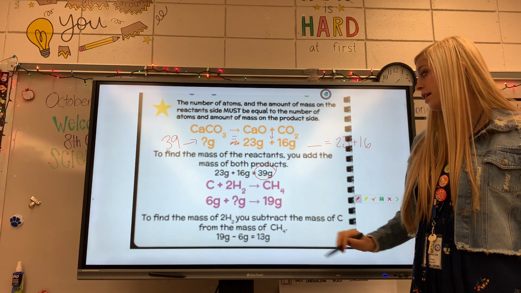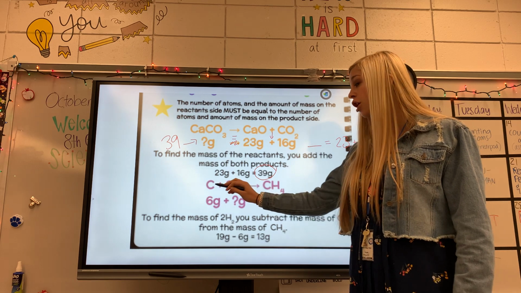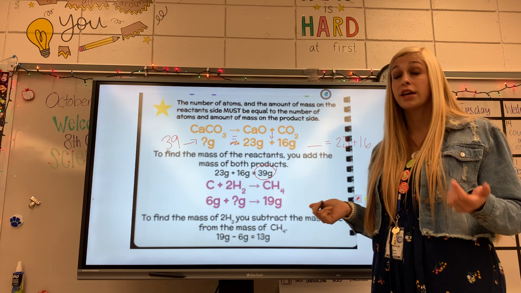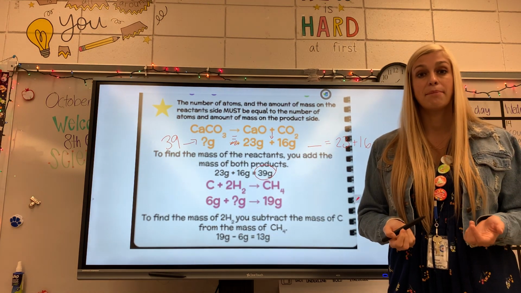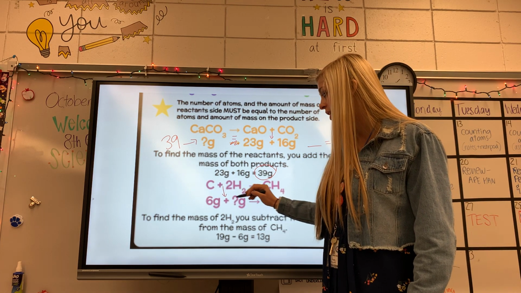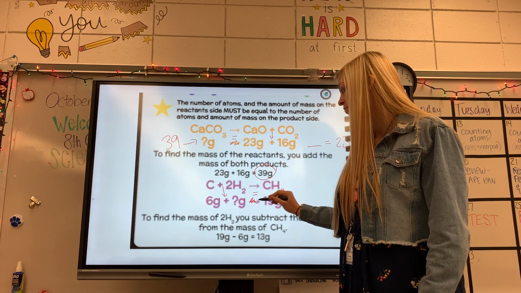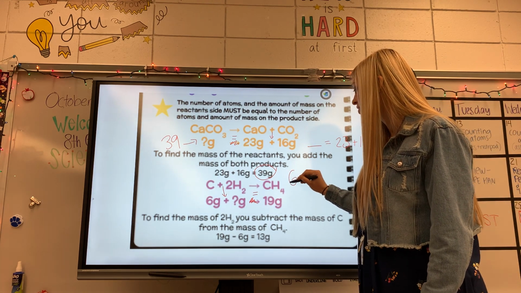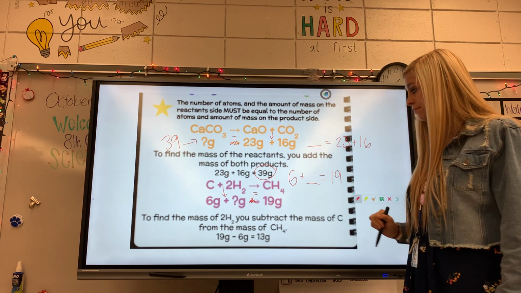All right, let's look at this one down here. This one says carbon plus hydrogen equals this compound where we have carbon and hydrogen. We could count the atoms and find out that they're the same on each side of the equation, but let's look at the mass. We have 6 grams plus, because you dropped the plus sign, we don't know, it's missing, and I'm going to change this to an equals, 19 grams. Let me rewrite that so it looks a little better: 6 plus blank equals 19.